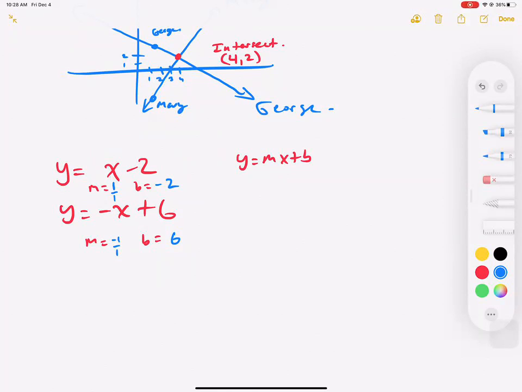So I want you guys to right now answer this question. Do you know by looking at these equations, y equals x minus 2 and y equals negative x plus 6, where they meet?